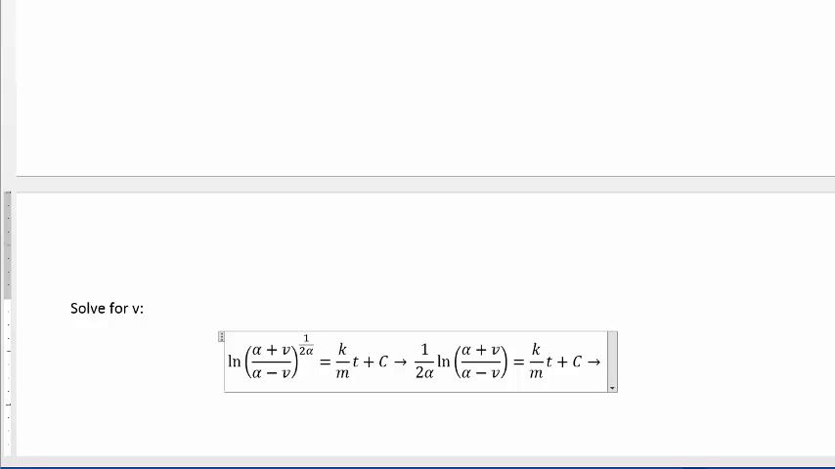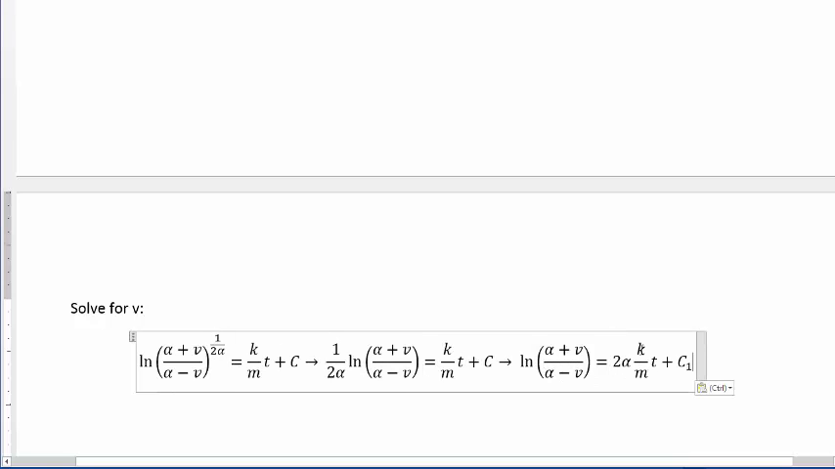And then let's bring that to the other side. Now when we bring that to the other side, we have to distribute the 1 over 2 alpha. Actually, brought to the other side, it'll be times 2 alpha. So 2 alpha k over m t, and then we have 2 alpha times constant c. So this c is not going to be the original c constant we got from integrating. And so just to denote that slight difference, I'm going to call it c1. c1 is actually c times 2 alpha. But since they're all constants, I'm not going to care too much about that, and I'm just going to call it c2.